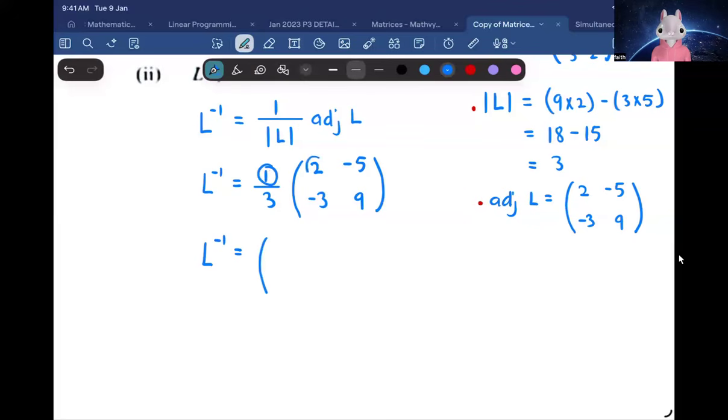I'm gonna multiply 1 by 2. What's 1 by 2? 2. So that's gonna be 2 over 3, right? Then 1 by negative 5, negative 5 over 3, right? Then what's 1 over 3 by minus 3? Negative 3 over 3. Right. What is 9 by a third? Right, so that'll be 9 over 3.